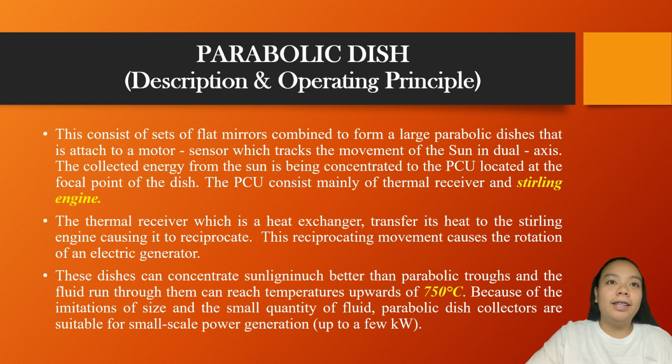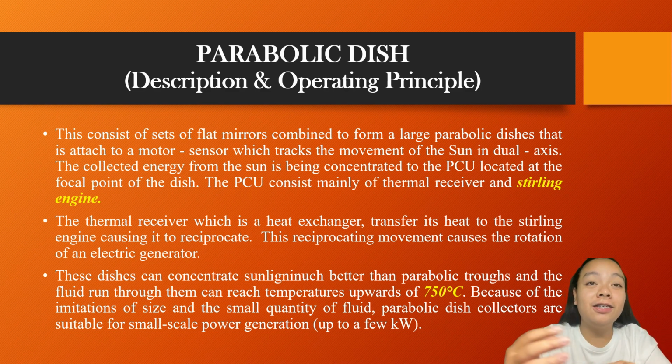Parabolic dish. This consists of sets of flat mirrors combined to form a large parabolic dish that is attached to a motor sensor which tracks the movement of the sun in dual axis. The collected energy from the sun is being concentrated to the PCU located at the focal point of the dish. The PCU consists mainly of the thermal receiver and Stirling engine. The thermal receiver, which is a heat exchanger, transfers its heat to the Stirling engine, causing it to reciprocate. The reciprocating movement causes the rotation of an electric generator.